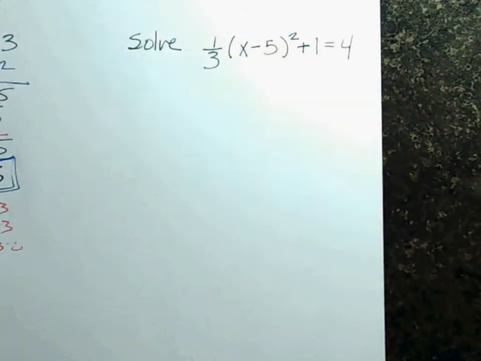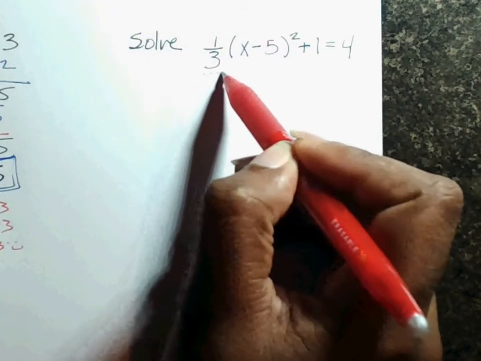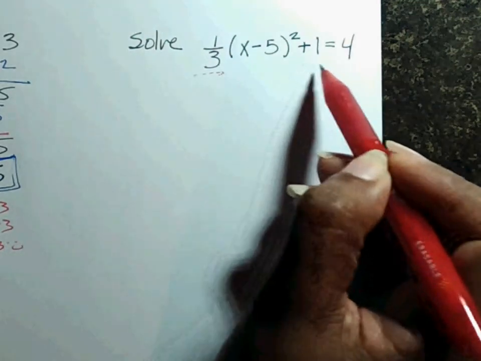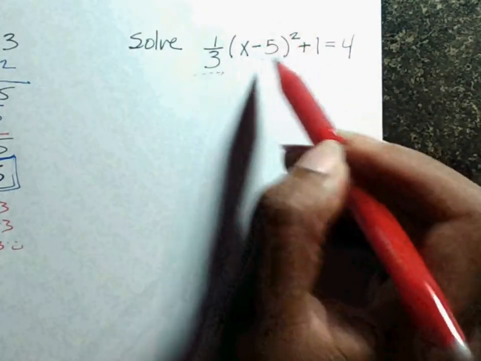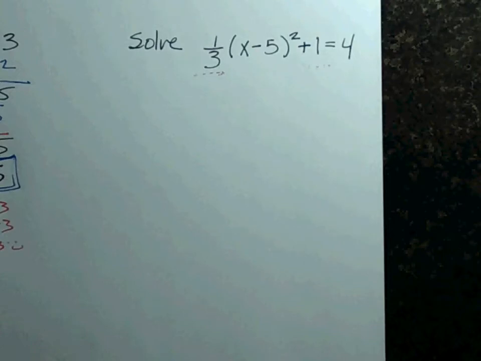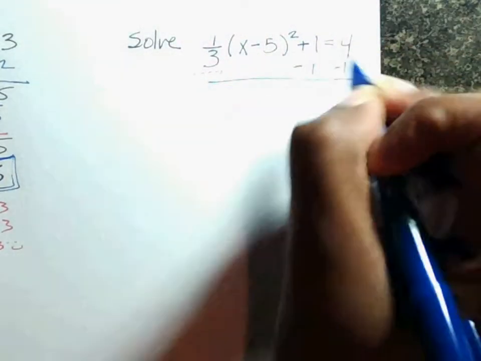So what's messing me up? I do not want this 3. I do not need that 1 because that is not being squared. So let's get rid of it. The first thing you're going to do is get rid of the 1. It's a plus 1, so you're going to minus 1.